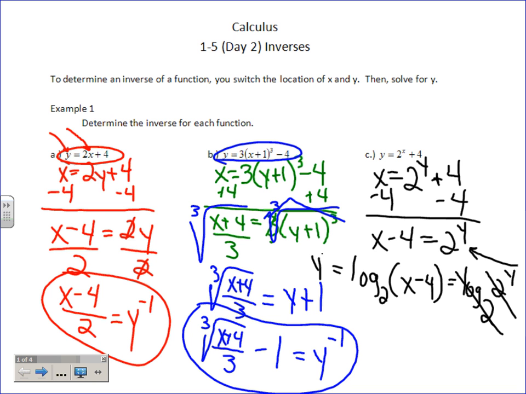So in other words, this is the inverse of, again, that one. Okay, not any other one up here, just that one.